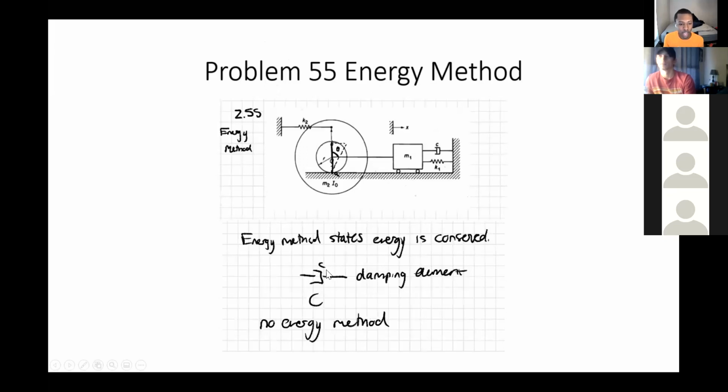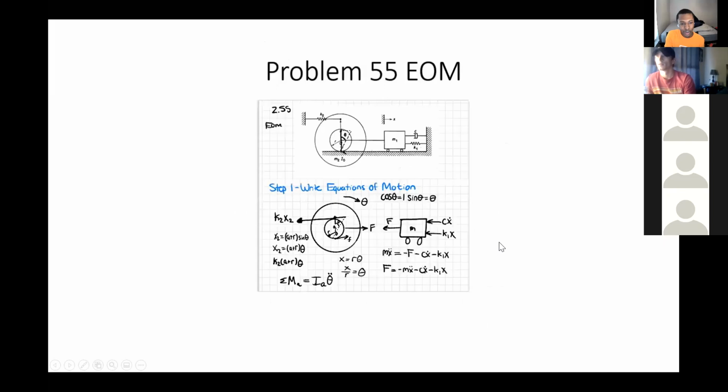So back to it. We lose energy to the damper, so we can't use the energy method. We're stuck in this one doing the equation of motion. And you'll see some similar things going on here. You'll have a force between the two masses, the force between the rotating disk and the mass, and then a friction force because you're making contact with the ground. So you'll set up the point mass equation of motion, pretty easy.